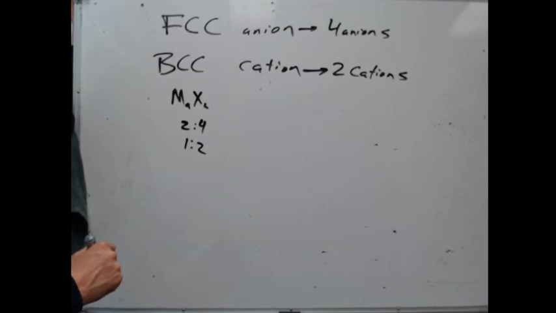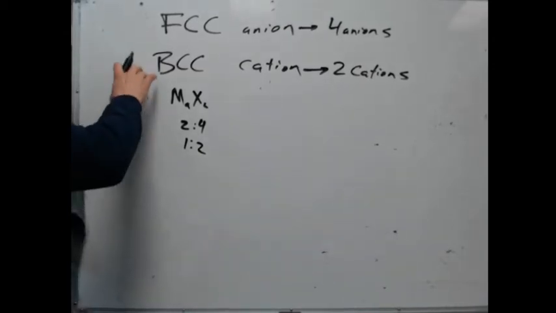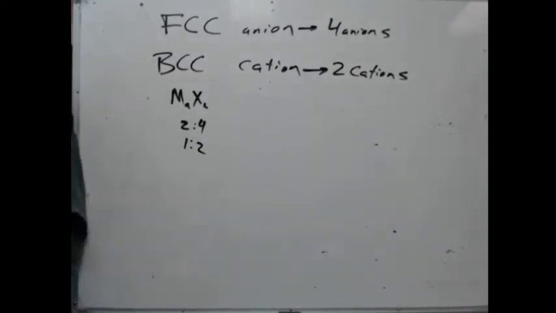Wait, why does it only have 2 cations? BCC, body-centered cubic. How many atoms per unit cell? Is that just the one where it's the one in the center and then the 8's on the corners? Yeah. Okay. Exactly.